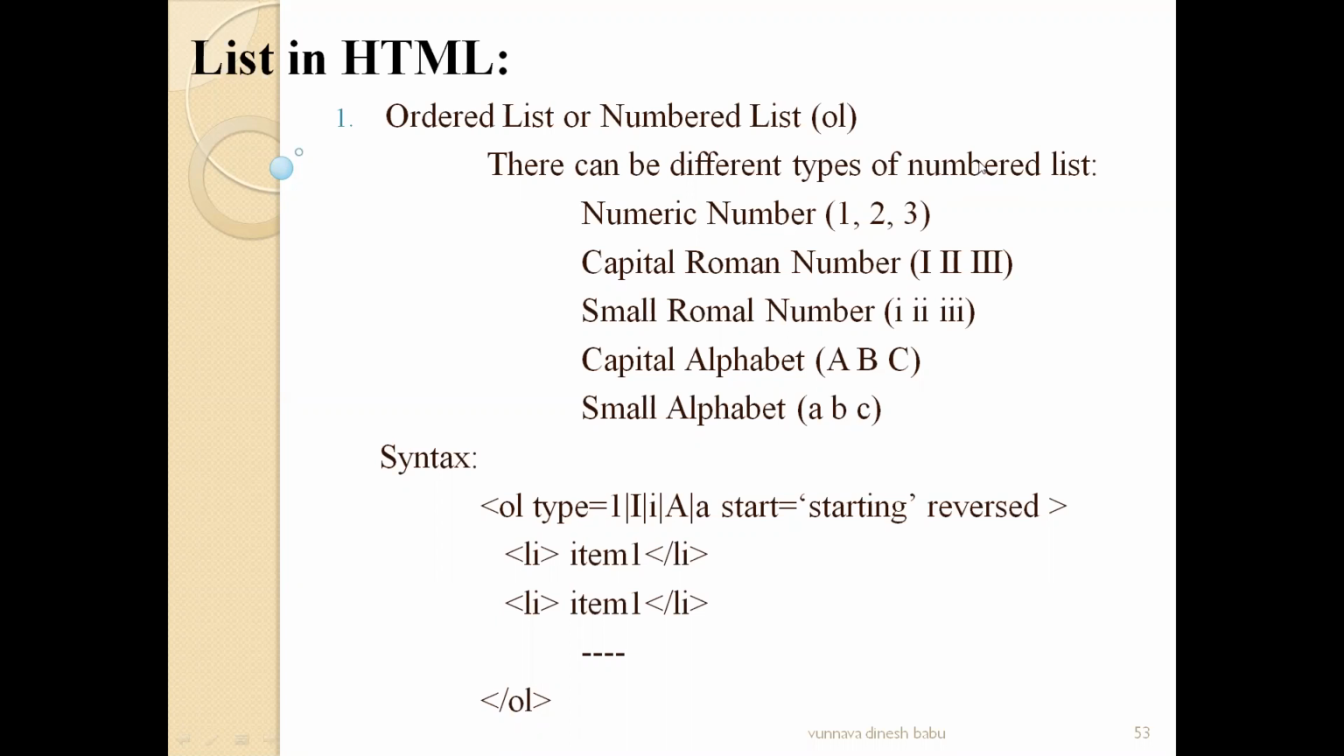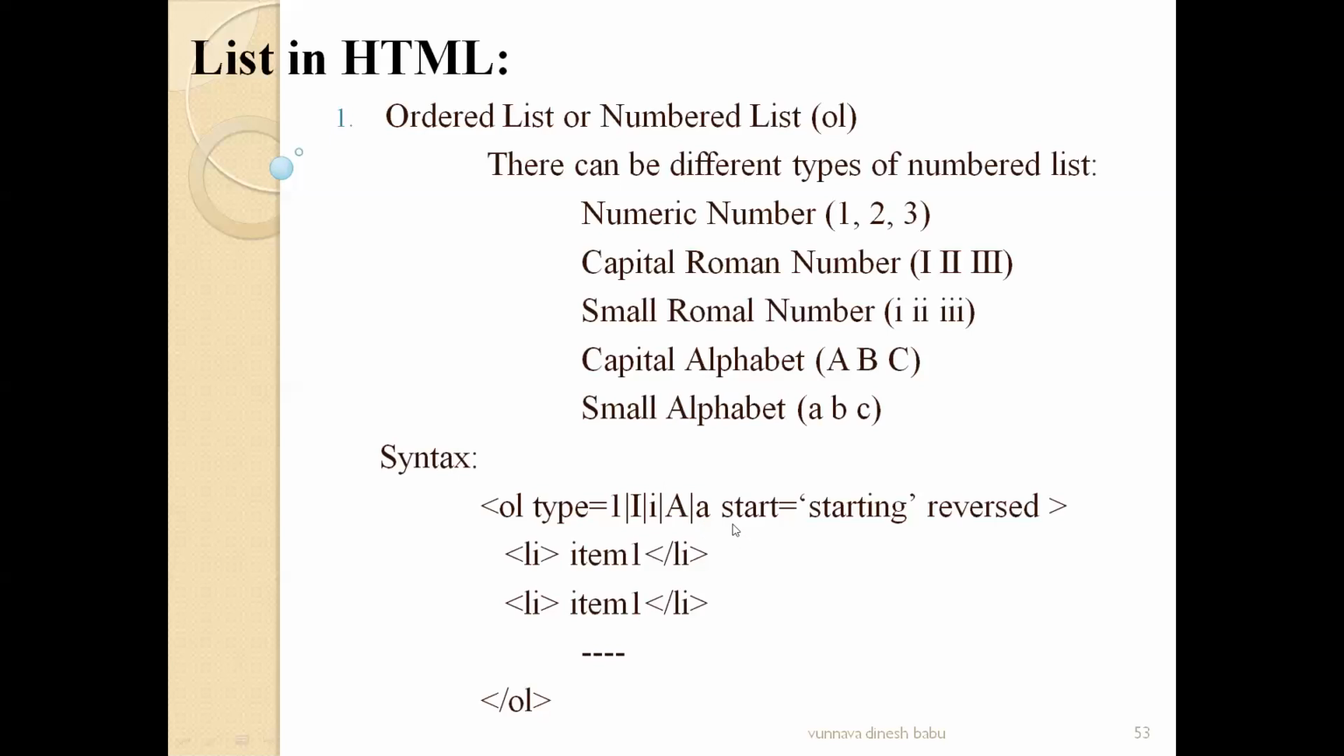If we provide capital A, the elements in the list will be displayed as capital A, capital B, capital C, capital D. And if we use Roman number 1, the first element will be displayed with Roman number 1, the second element will be displayed with Roman number 2, and so on. So next one.